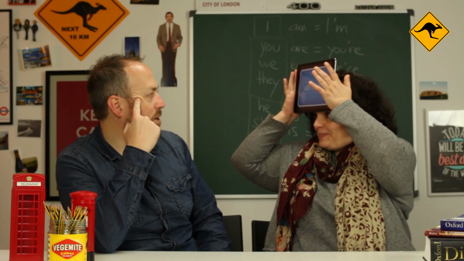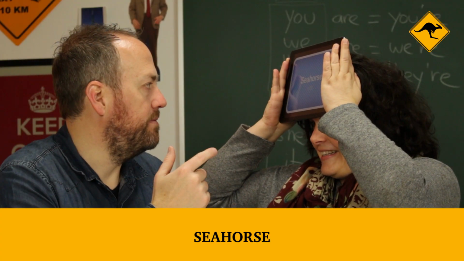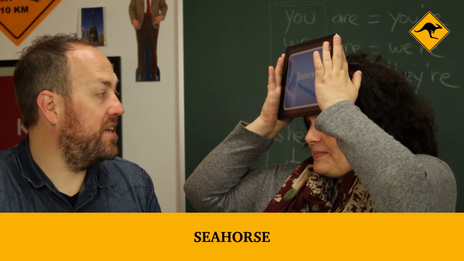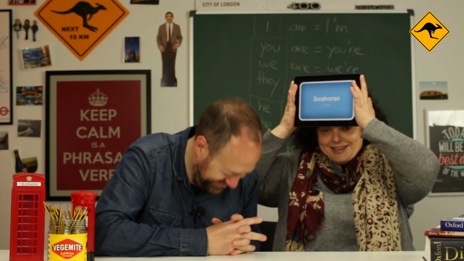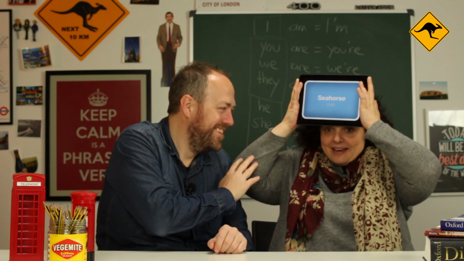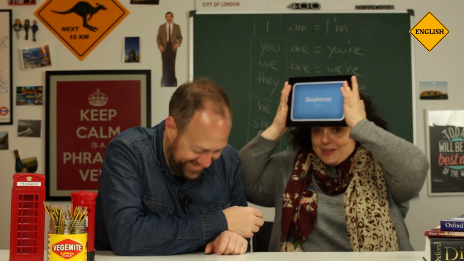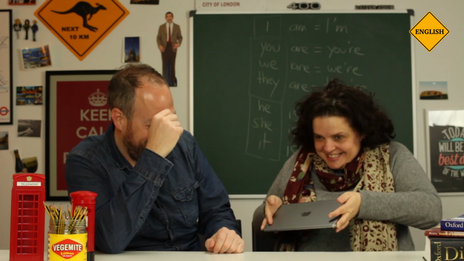Your turn, Lola. Here we go. 3, 2, 1. It is an animal. That lives in the sea. A dolphin? No, it's a combination between a fish and a horse. Fish and a horse. A seahorse. Okay. Seahorse.